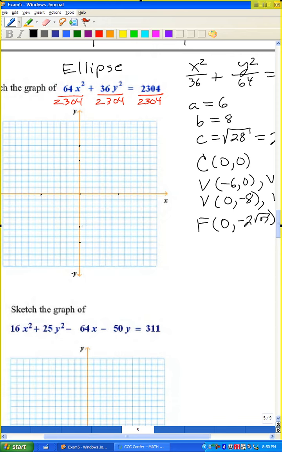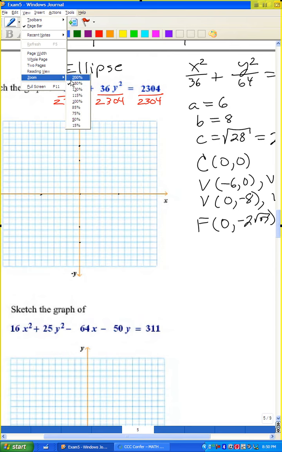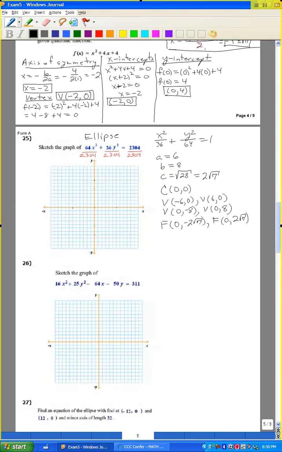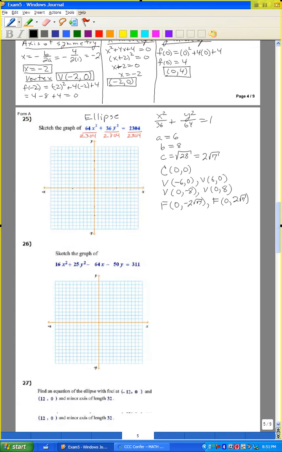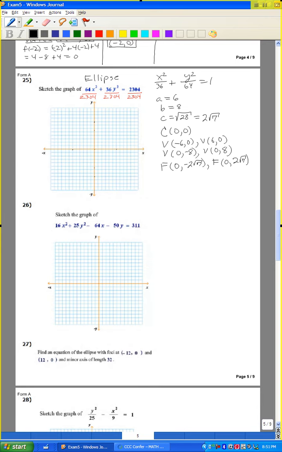Okay. Now let me make it smaller, see if it will help me to sketch a graph of this. Who knows? Okay, so let's see if I can do this. So I'm going to have to try to connect these dots. Okay, let's try as best I can.